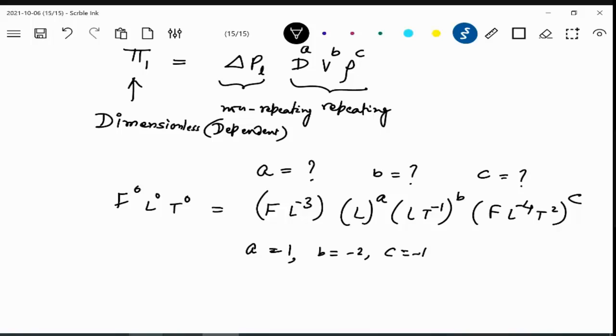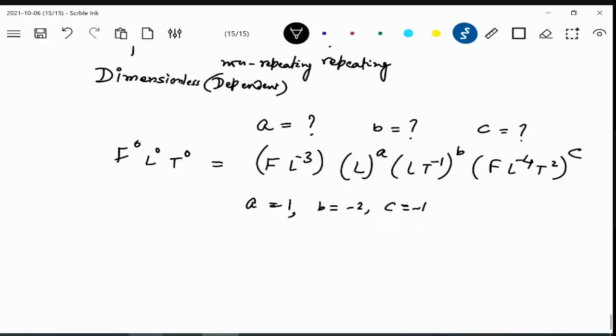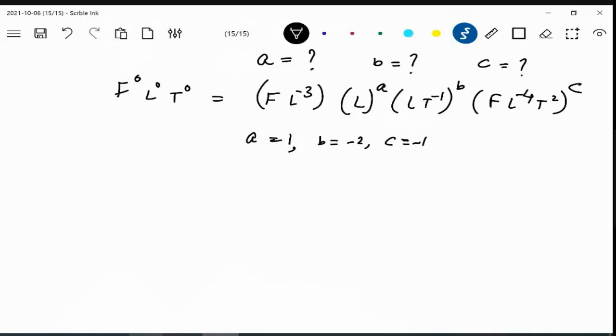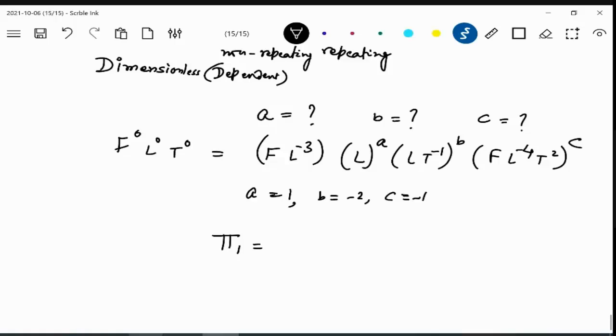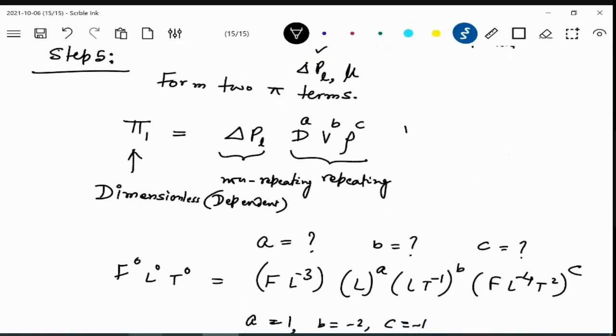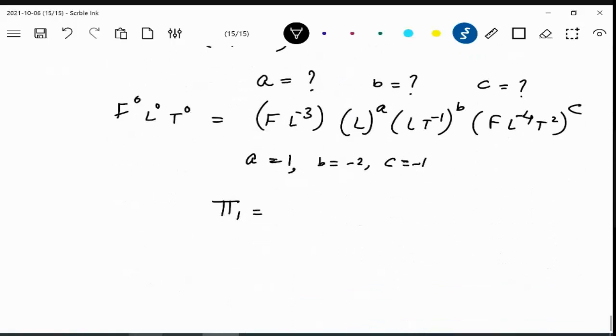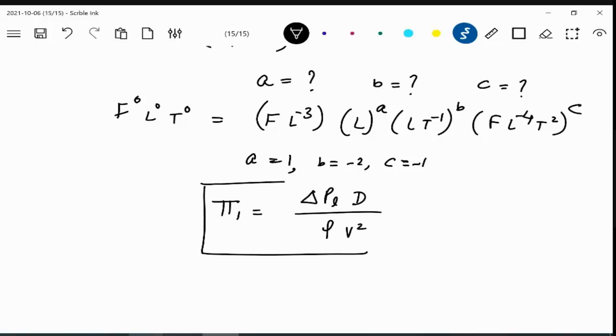So I am not doing this equation solving, and you can do it at home. Once you find the ABC values, you can express pi 1 by putting all these ABC values in this pi 1 expression. Then you will find delta P L D divided by rho V square. So this is your first non-dimensional term, that is pi 1.